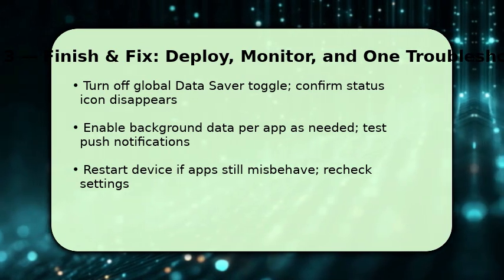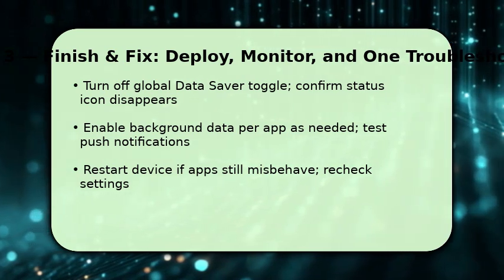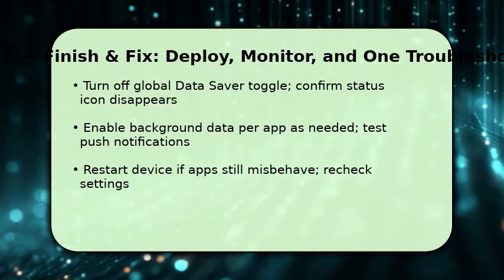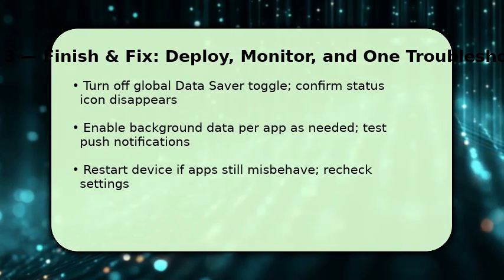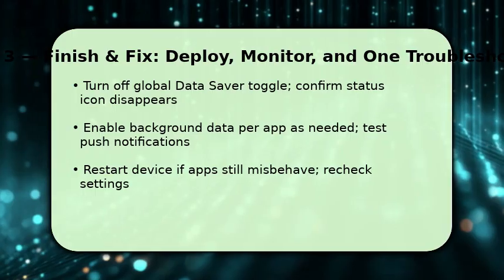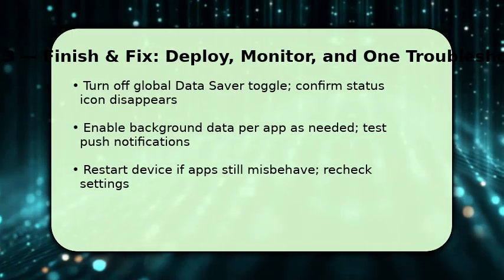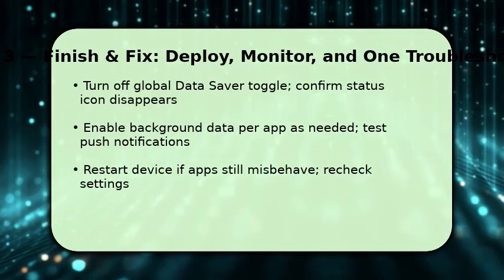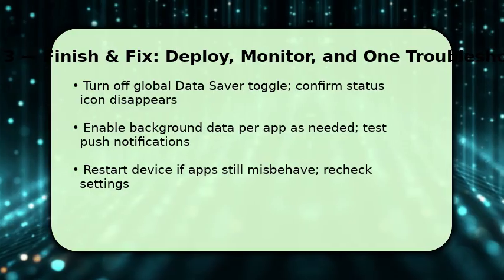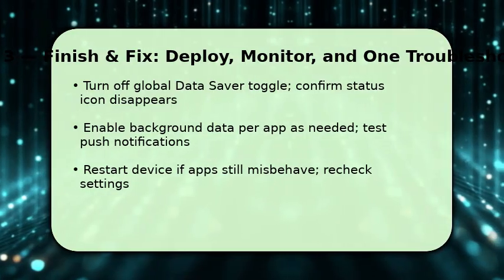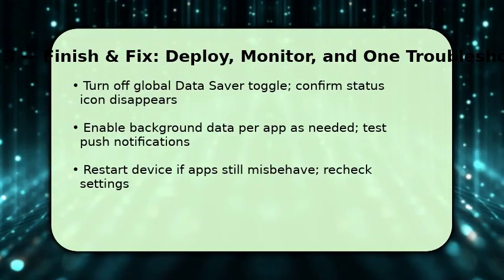After that, enable background data for specific apps you rely on, and then test notifications or mail to confirm everything flows. If an app still misbehaves, restart the phone to clear cache state. Make sure to recheck the Data Saver and per-app permissions because updates or power modes can reapply restrictions. Troubleshooting tip: reboot first, then revisit per-app settings.